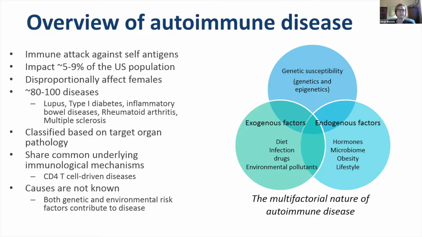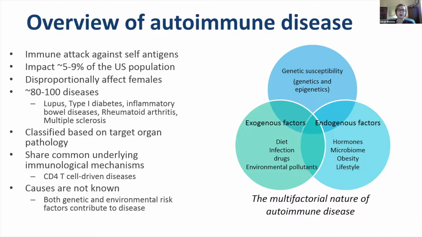There are approximately, to date, about 80 to 100 diseases identified as autoimmune, and some of the more common ones include lupus, type 1 diabetes, inflammatory bowel diseases, rheumatoid arthritis, and multiple sclerosis. While these diseases are typically classified based on the primary organs that they attack, many share common underlying immunological mechanisms leading to immune dysregulation. Studies have shown that an immune cell called the CD4 positive T cell, in many cases, drives these autoimmune responses.